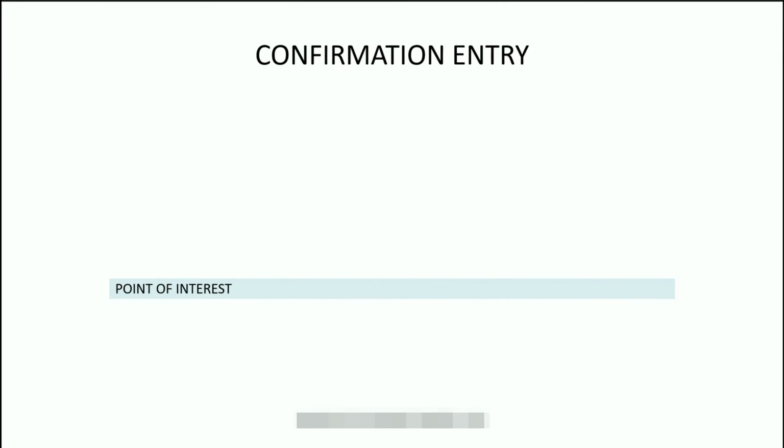Now we're going to talk about confirmation entry. So same as before, you always start off with your point of interest. When price comes into your point of interest, you're not looking to enter at that specific price point anymore.